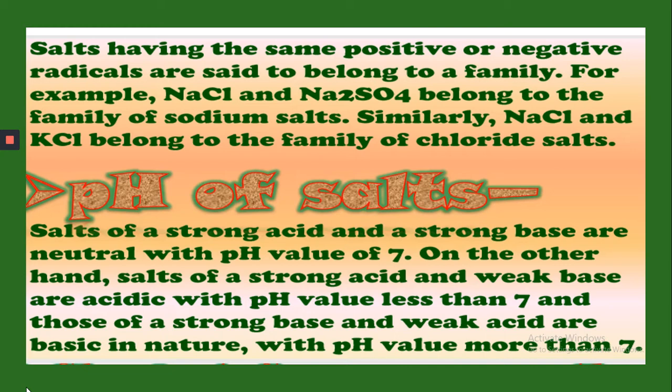Now we will discuss the pH of salts. When a strong acid reacts with a strong base, a salt will form. But the nature of this salt is neutral, with a pH value of 7. When a strong acid reacts with a weak base, the nature of the salt is acidic, with a pH value less than 7. When a strong base reacts with a weak acid, the nature of the salt is basic, with a pH value more than 7.